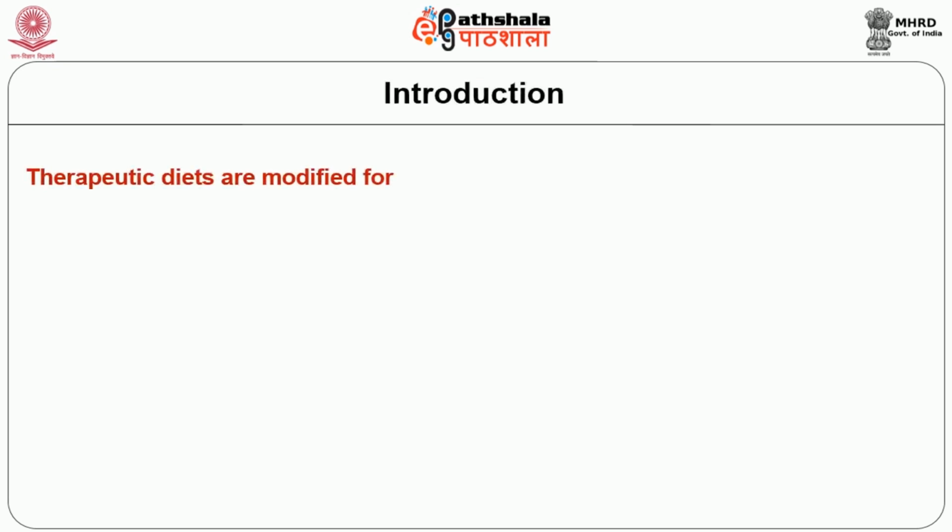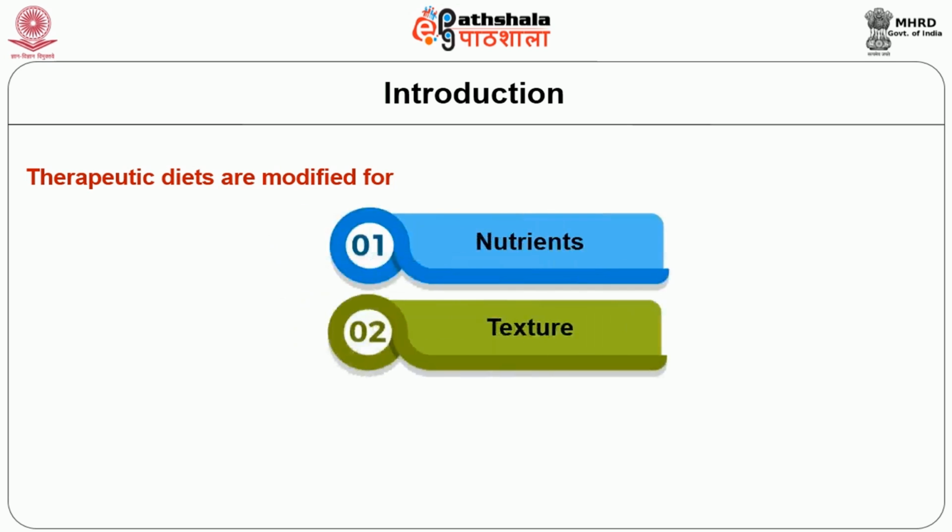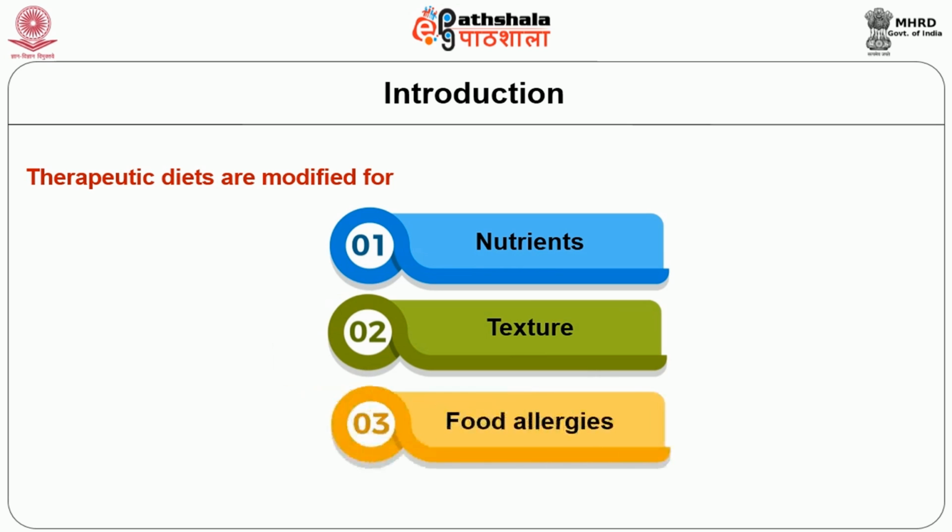Therapeutic diets are modified in three different ways in general. One is for nutrients, two is texture modification, and in the third, for allergies and intolerances, tailoring has to be done.